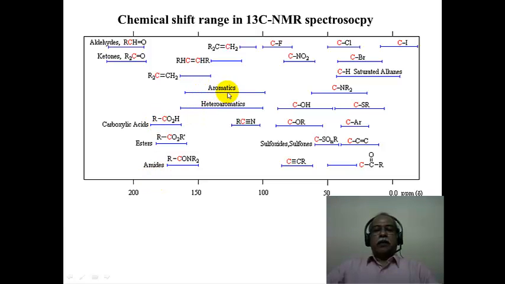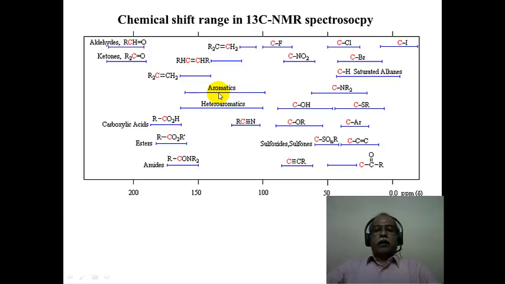The aromatic carbons come in the region between about 110 to about 140 or 150, depending upon whether you have electron donating substituents or electron withdrawing substituents. Those with electron donating substituents will be shielded, so they come in the region of 110 or 120, whereas those carbons bearing electron withdrawing groups like nitro and chloro and so on will come in the region between 130 and 140. Internal olefin carbons come in the same region as the aromatic region.